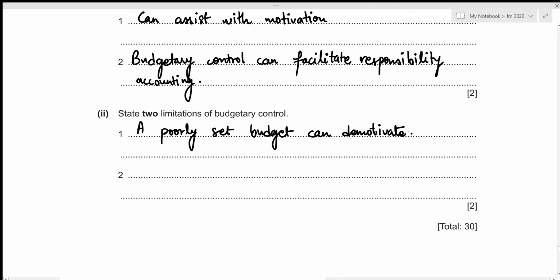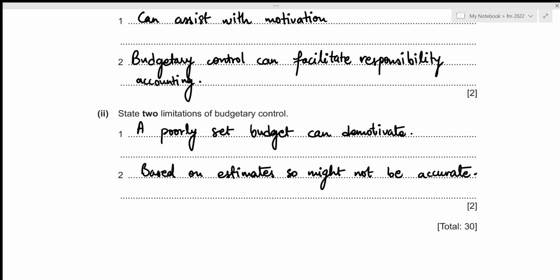And the second part is that budgets are always based on estimates which might or might not be accurate. Let's write it down. Based on estimates, so might not be accurate. Alright, this concludes the second part of the sixth question as well as the entire question.